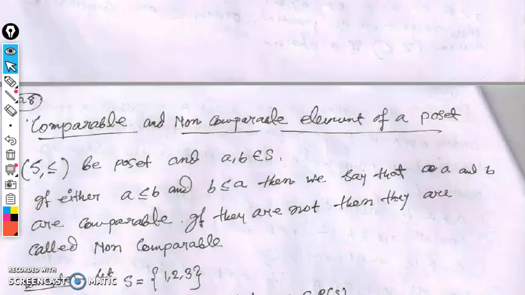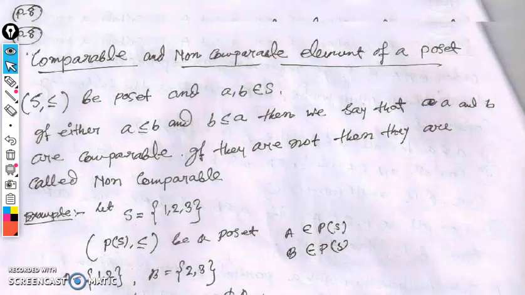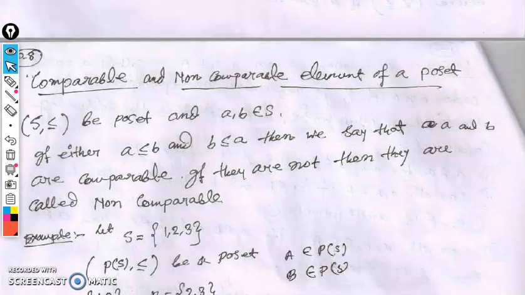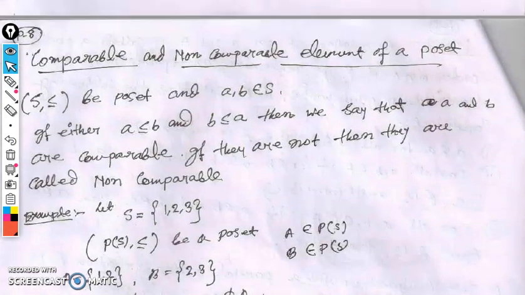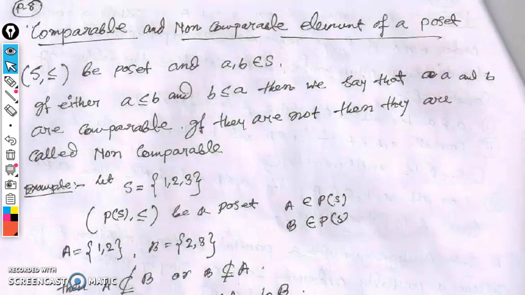So we move to another definition, that is comparable and non-comparable elements in a Poset. What is the meaning of comparable and incomparable? Comparable means you can compare these two elements. Non-comparable means you cannot compare the elements according to the relation. So here I give an example to clear your idea of what comparable and non-comparable mean.